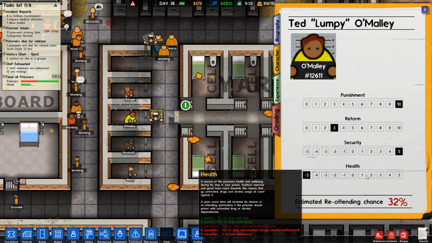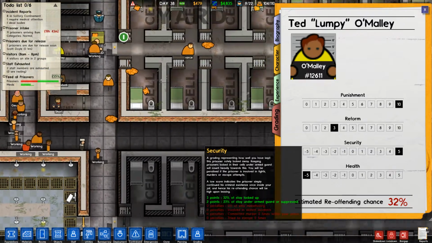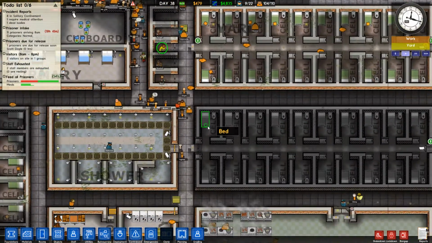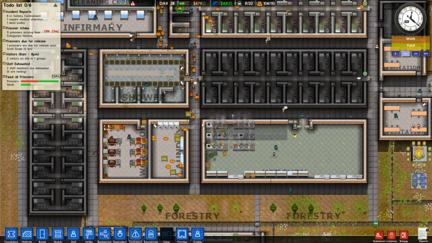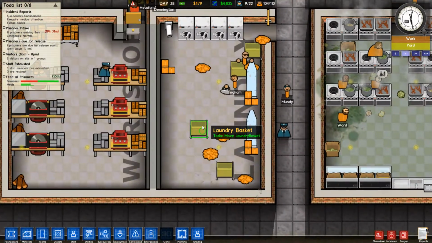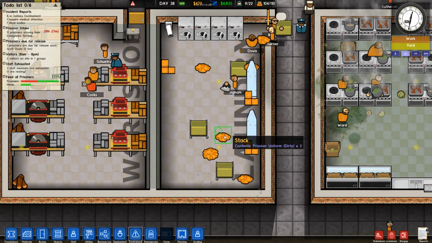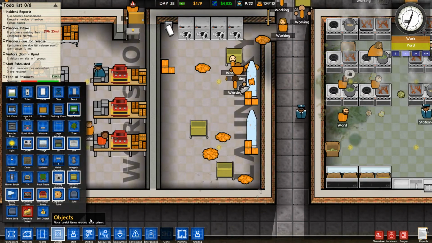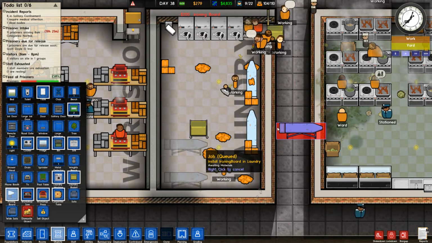Grading. 32%. Health is very, very bad. Intoxicated and 2 active addictions. Great. Okay guys, work time. This laundry room is looking like absolute crap. All these prison uniforms on the floor. Let's add a couple of ironing boards to get that out of the way.